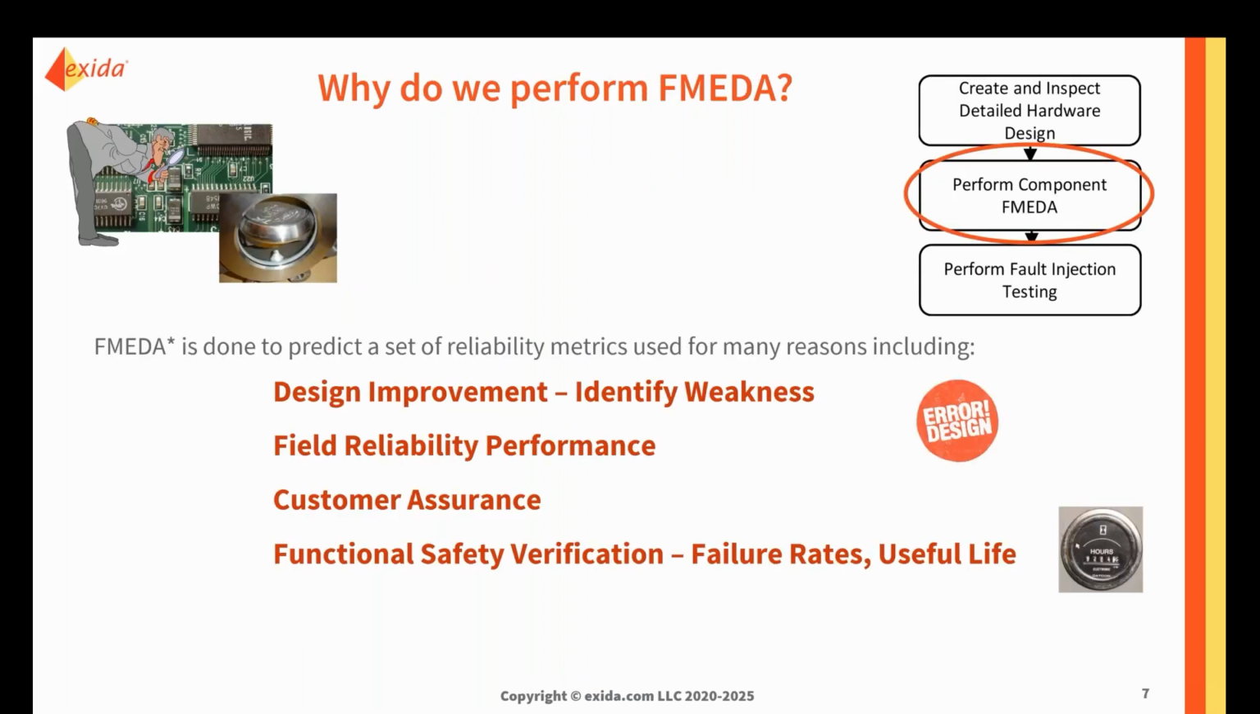Now, what do we do with these outputs? Why do we want them? Why do they have any value anyway? Number one reason is for design improvement. They help us identify opportunities for improvement. They predict field reliability performance. In many industries, customers want to be assured by looking at an FMEDA that your product has sufficient quality levels. And lastly, if you're doing a functional safety project, functional safety verification is done using these outputs.